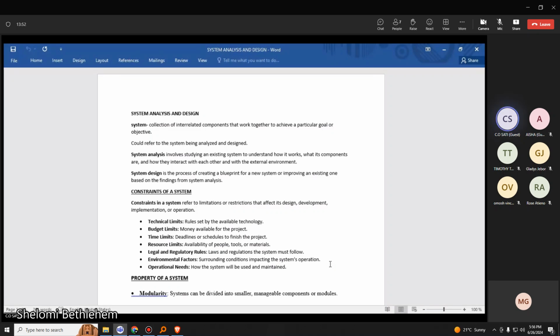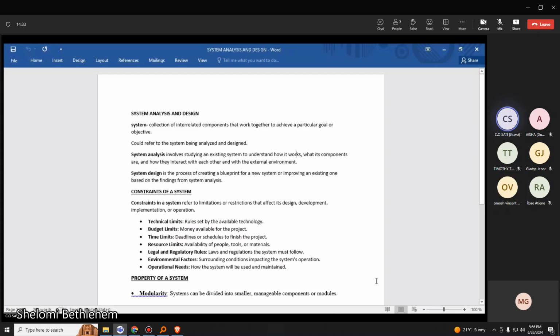You can help me getting the explanation in regards to technical limits when you want to come up with a system. What do you understand by the technical limits? Yes, Vincent. When we talk of technical limits, what do you think are the guidelines? What will you guide? What do you put into consideration? Basically, these are basically rules set by the available technology.